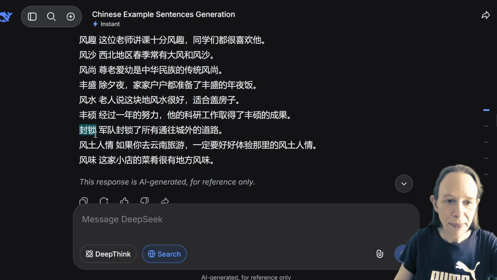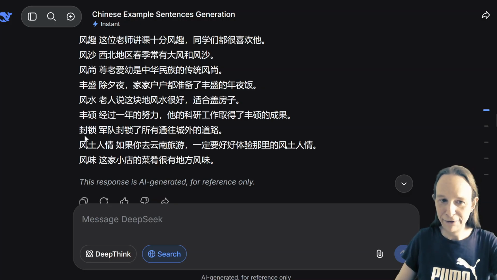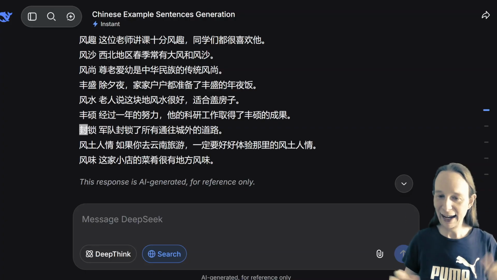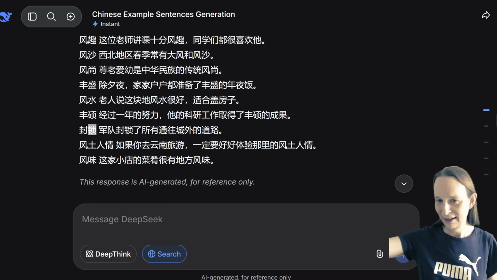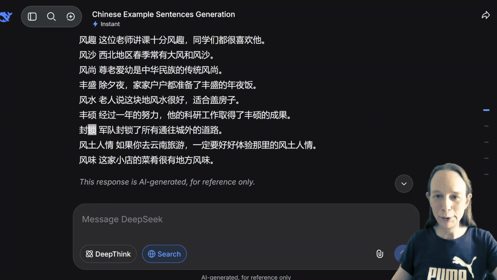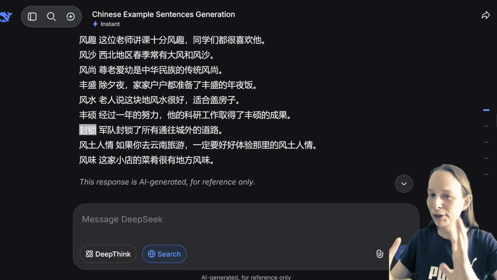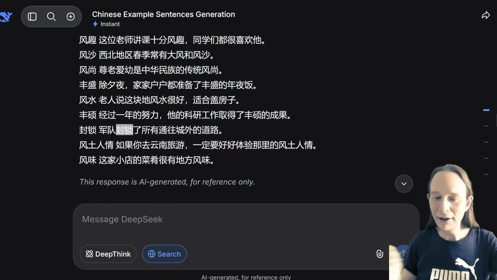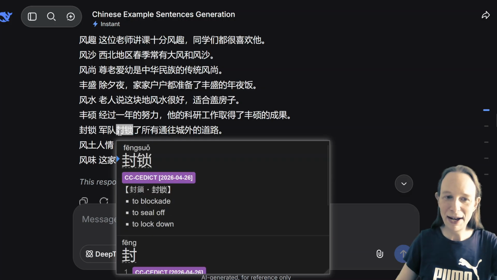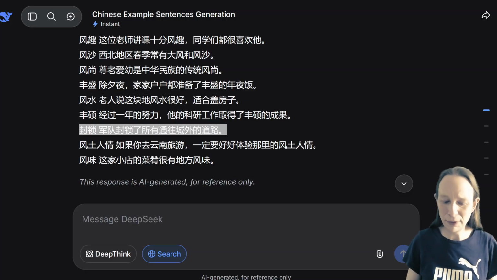Yeah, all right. 封锁. So 封 can mean to seal, like an envelope or a box, and 锁 is to lock, like to lock a door. 封锁. So I assume it's sealed off and locked in. 军队封锁了所有通往城外的道路. So they're locking off the road, so you can't pass the road. Blockading, seal off, locking down. Lockdown might be a good one. 封锁.